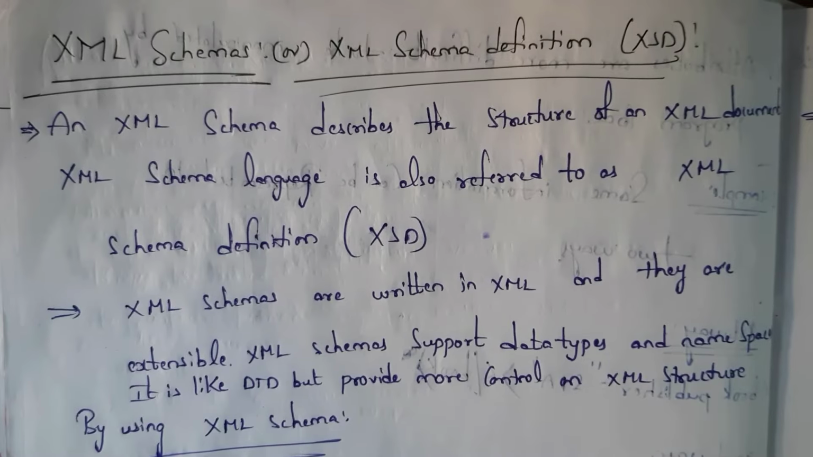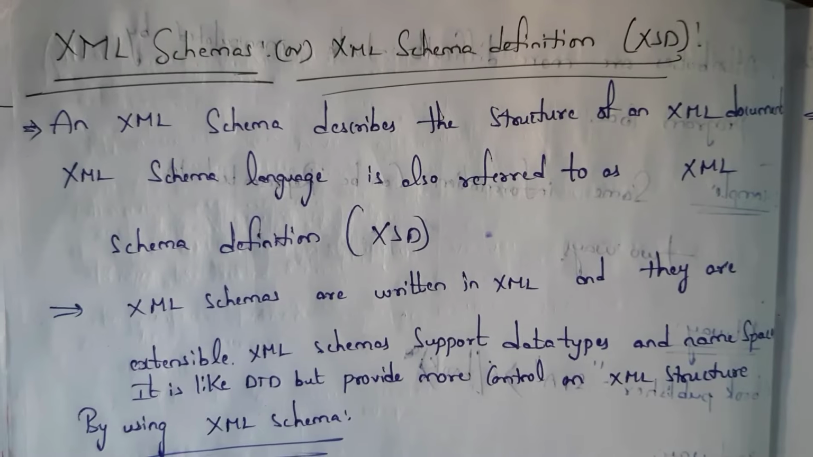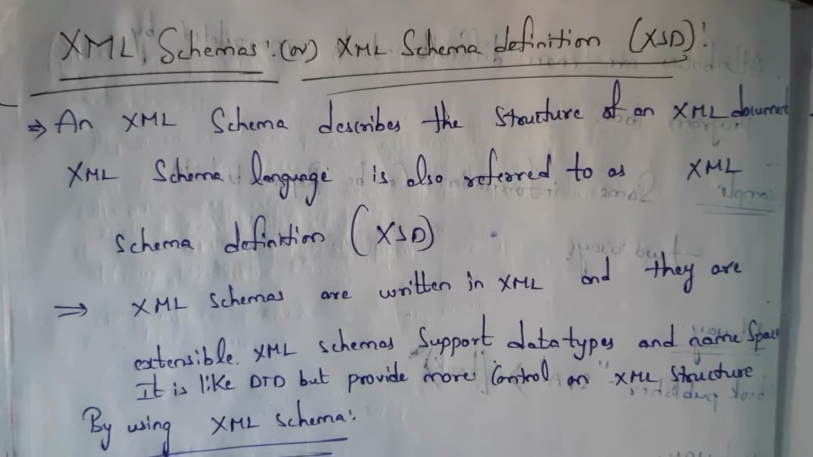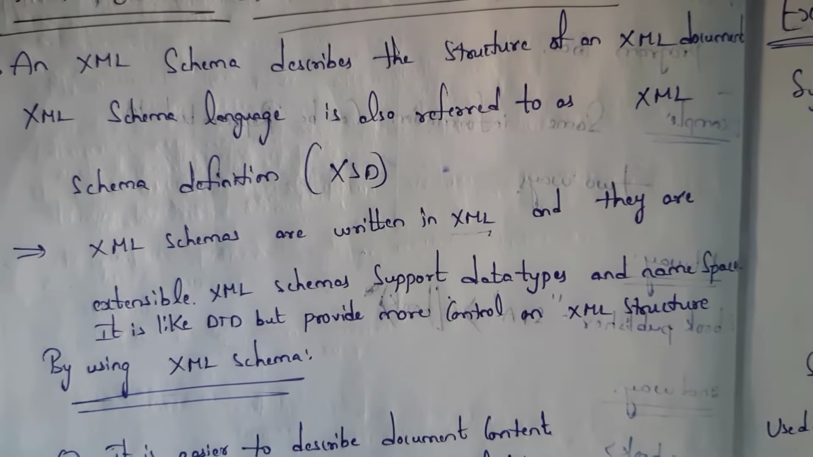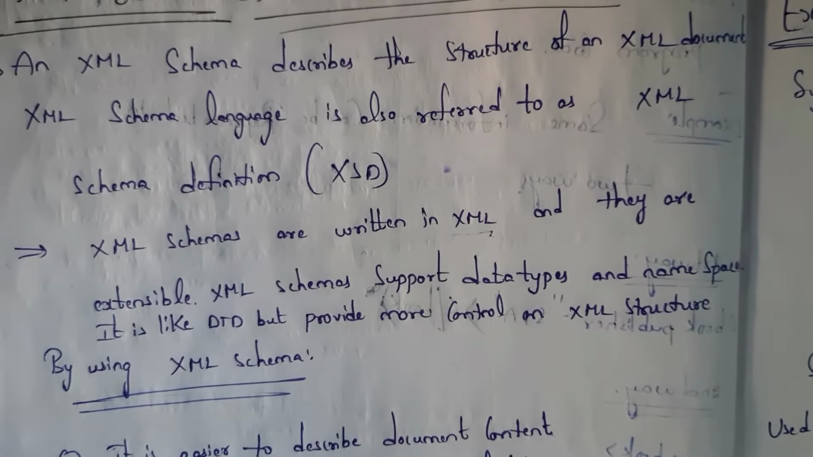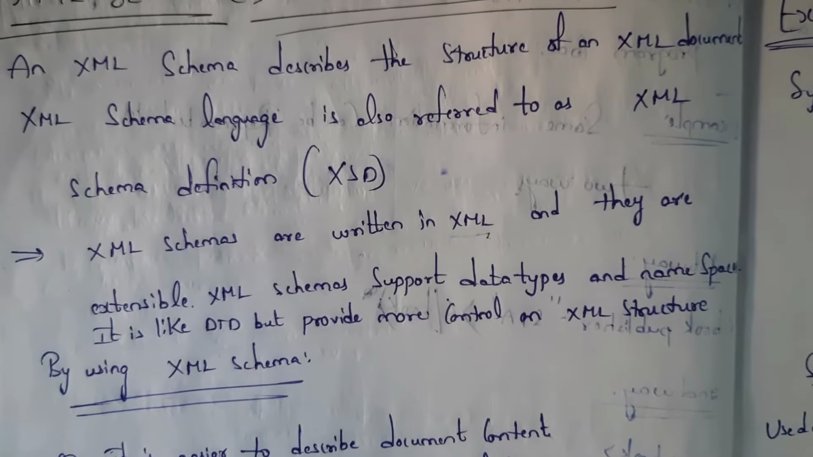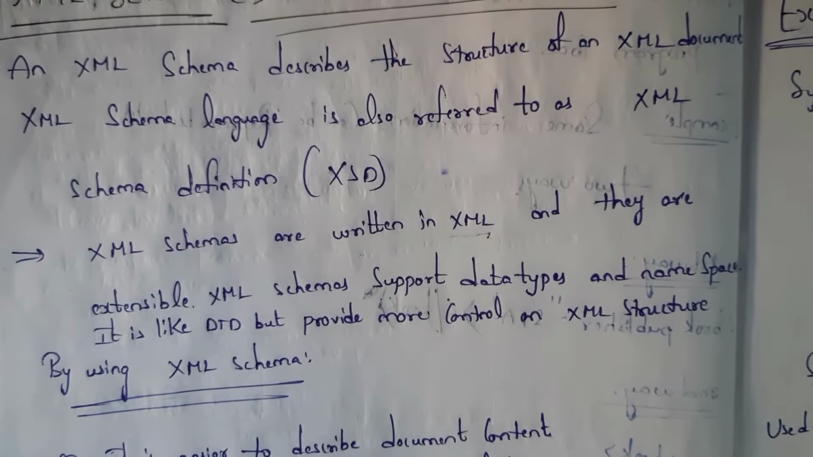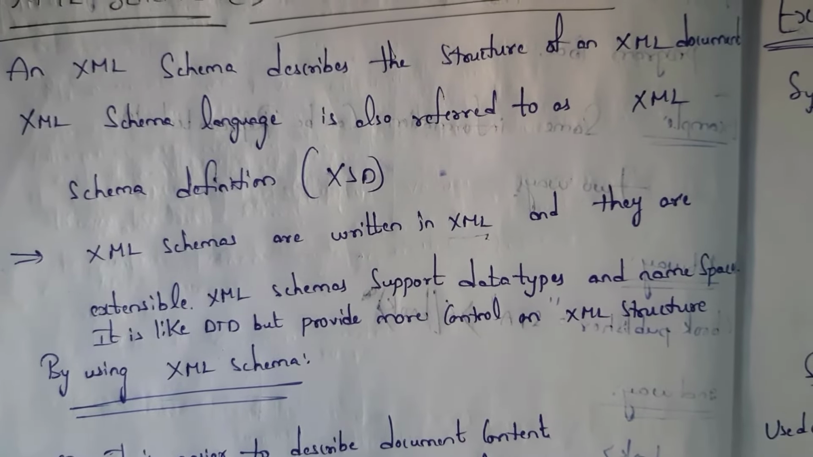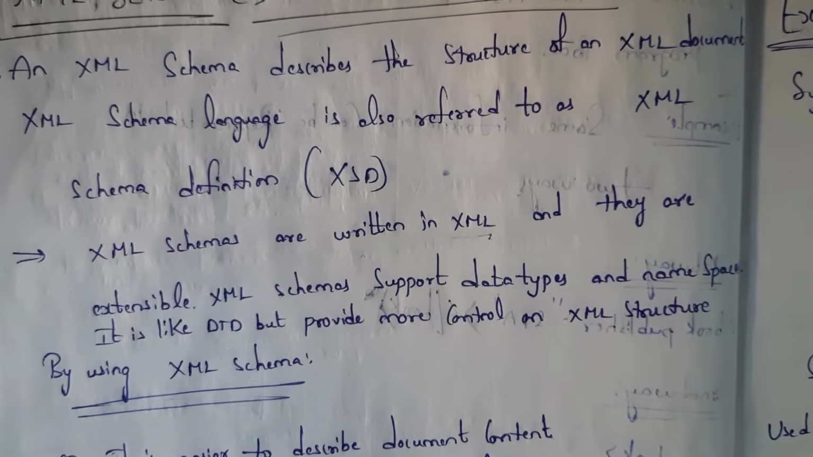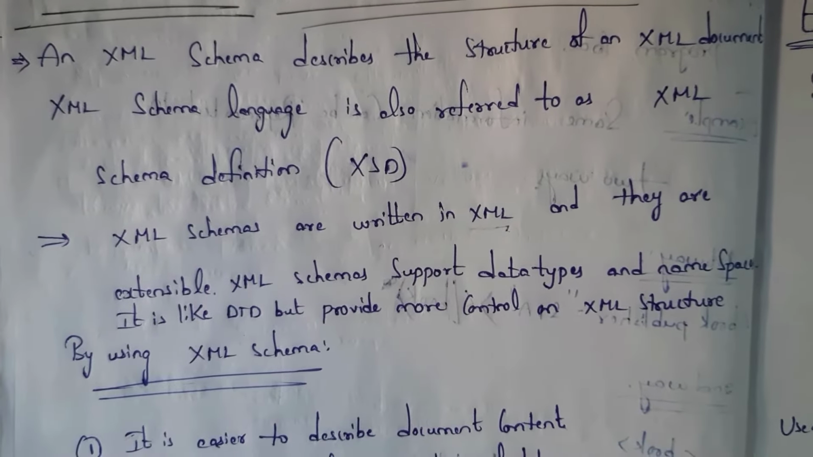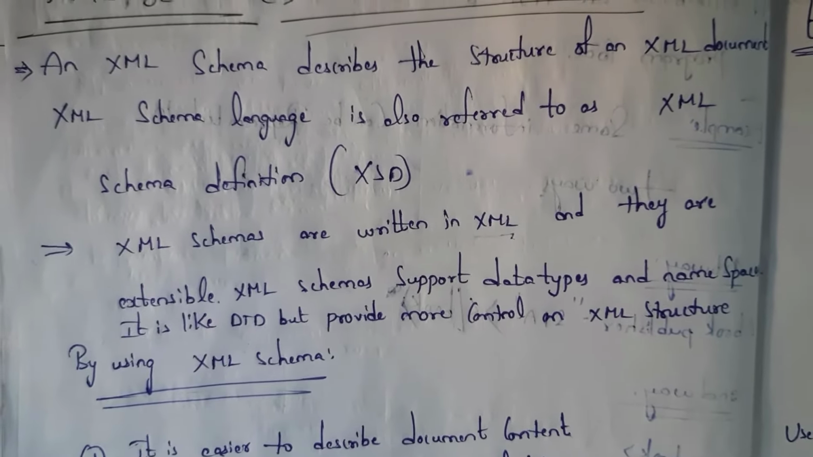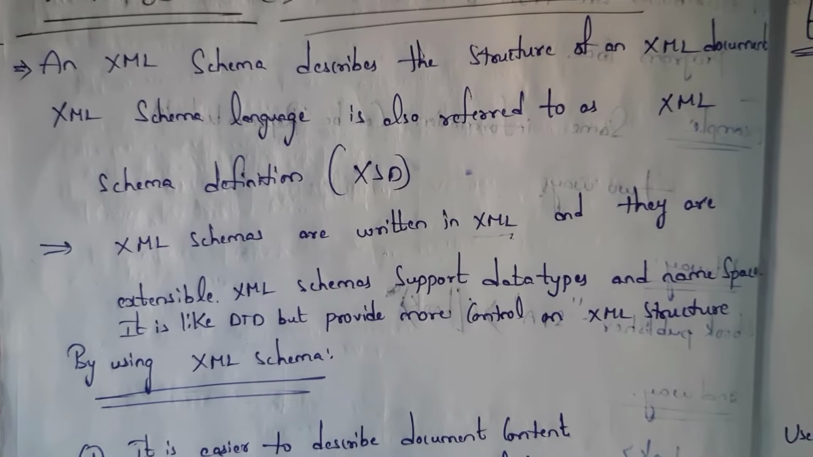This topic is XML schemas. We also call XML schemas XML Schema Definition, that is XSD. The definition of XML schema is: XML schema is used to describe the structure of an XML document. We write these XML schemas in XML and it supports various kinds of data types and namespaces. When compared to XML DTD, this XML schema provides more control over XML structure.